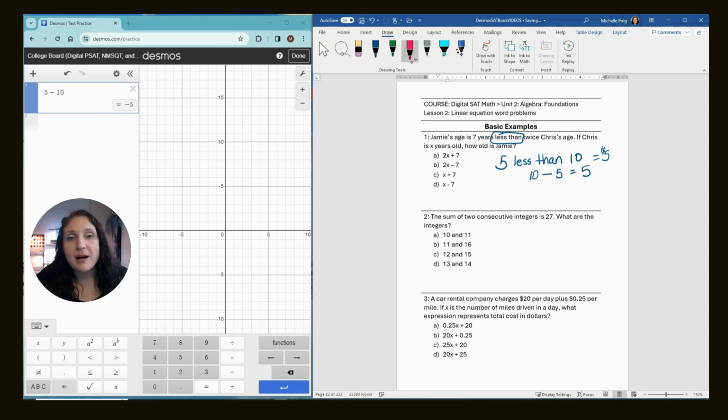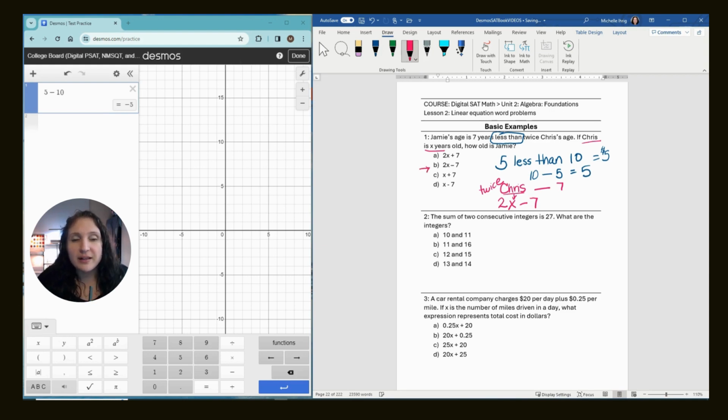So here in this problem where it says Jamie's age is 7 less than twice Chris's age, what that means is Chris comes first, and I'm going to put twice Chris. Less than is still subtract, and then we have 7. So if it says if Chris is X years old, how old is Jamie? Well, Chris is X years old. So instead of me writing Chris, I'm going to write the letter X. And twice means multiply. So I've got 2X minus 7. So choice B. Let's take a look at another one.